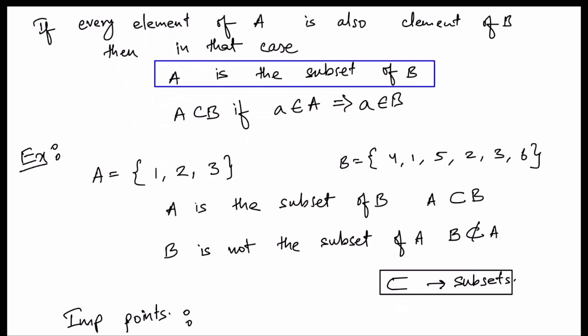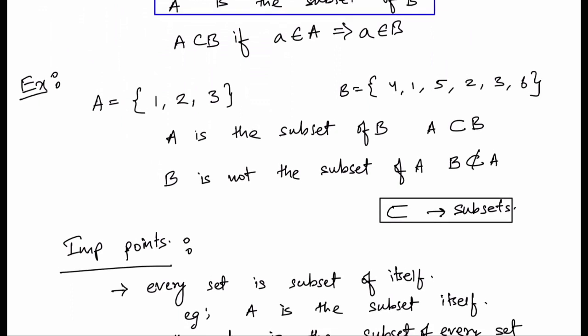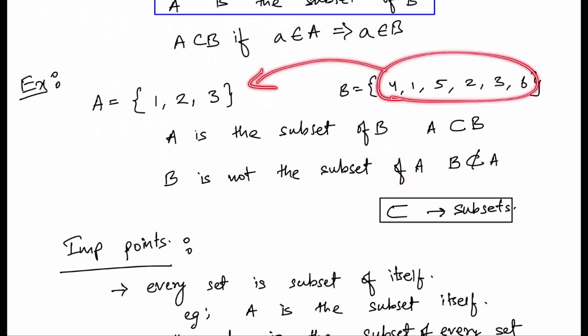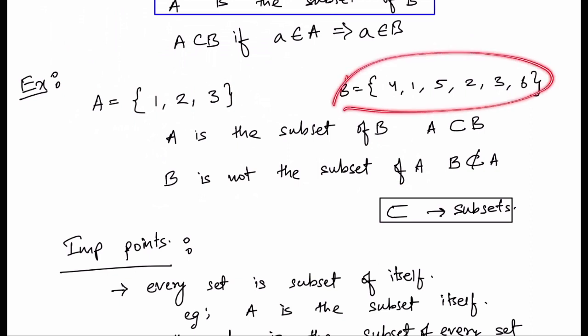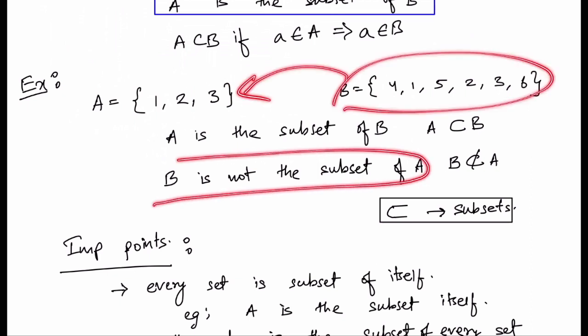So A is a subset of B if and only if every element of A is also an element of B. I have taken some examples. Set A has elements 1, 2, and 3. Set B has some other elements. Then I have shown that every element of A belongs to set B, so we can write that A is a subset of B. But B is not a subset of A because every element of B is not present in A. So we cannot write B is a subset of A; we have to write B is not a subset of A. Symbolically, we can represent it this way.